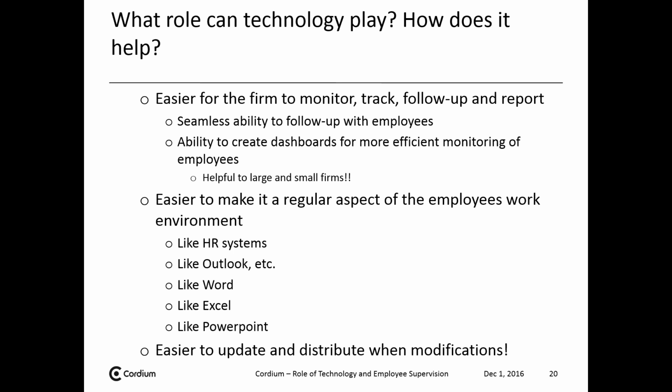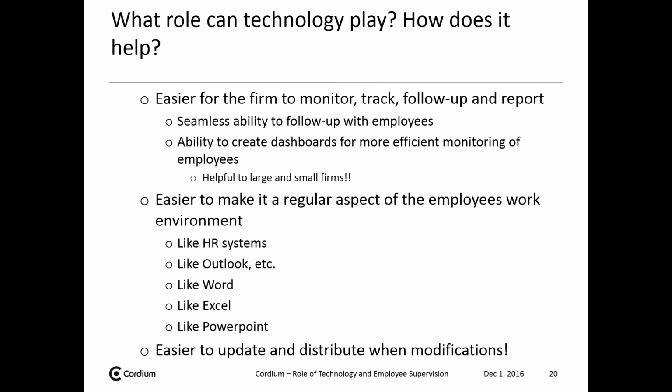It also makes it easier, as we talked about, the importance of an employee supervision program is that it's got to be a regular part of their work life. And when you're using systems like we have, with single sign-on, it's like your HR system, like your Outlook, Word, Excel, PowerPoint. It's just on my screen. I pull it up and I do what I need to do.